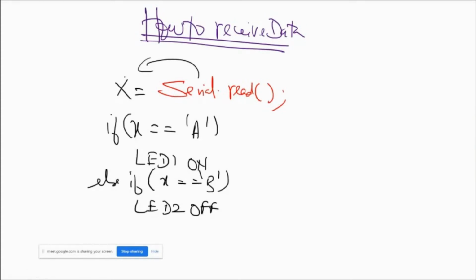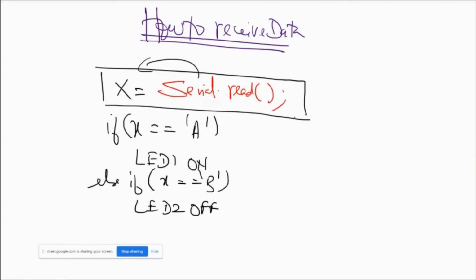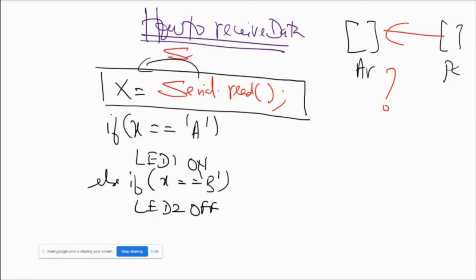But the problem here is, when will you read this value? Because I don't know when the value will come. This is the Arduino. This is the PC. When the PC is transmitting data, the Arduino should be receiving it. But the question is how the Arduino knows the PC is transmitting data. There is a special function for that. What is that? The available function.